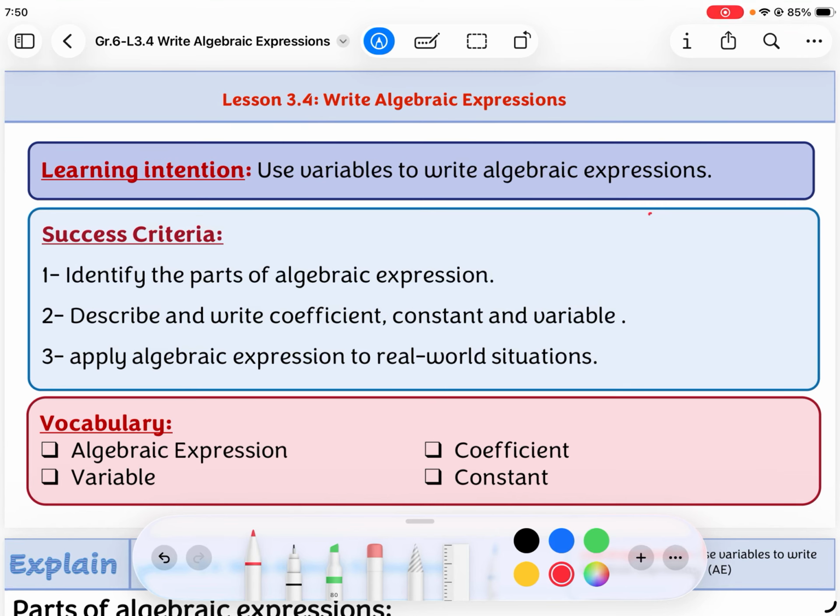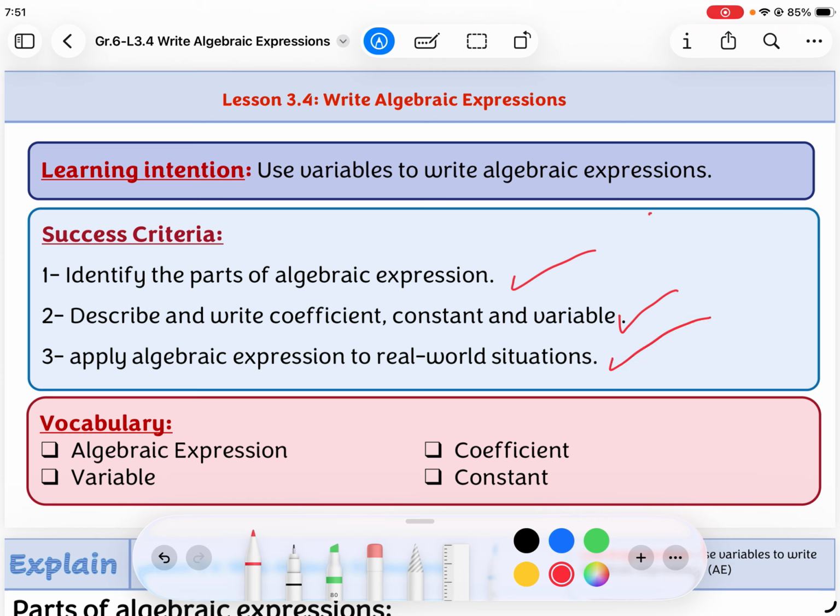Today's lesson is 3.4, write algebraic expressions. The learning intention is how to use variables to write algebraic expressions. So number one, we're going to identify the parts of an algebraic expression. Then we are going to describe a coefficient, constant, and variable. Then we are going to apply the concept to solve real life problems.